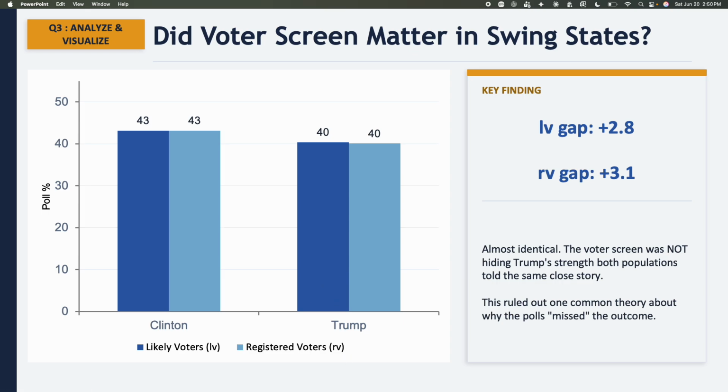So the answer in this data set is hardly, because in the swing states, the likely voters gap between Clinton and Trump was 2.8 percentage points, and the registered voters gap was 3.1 percentage points. That's almost identical. Both groups told the same story. It means it was a closer race, but still, Clinton had slightly better numbers.